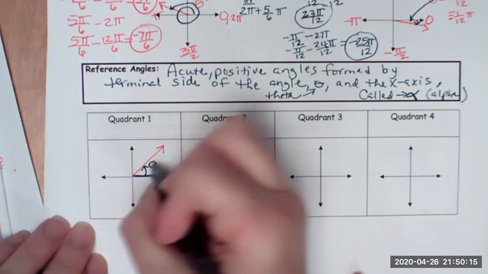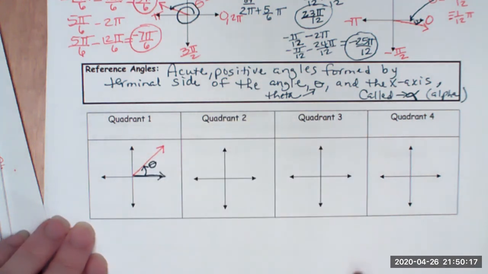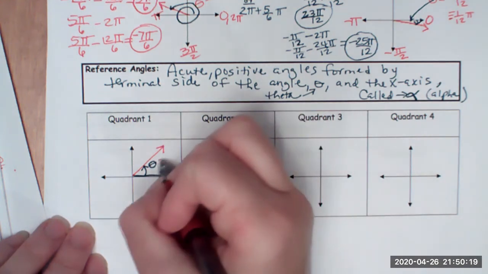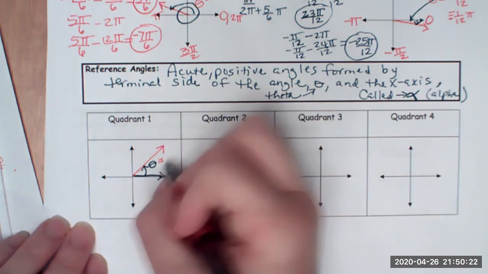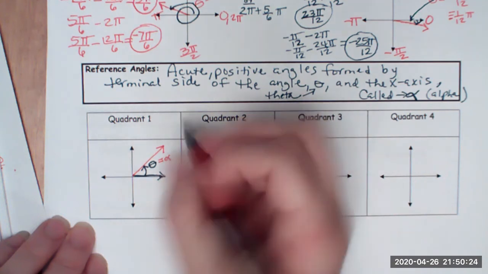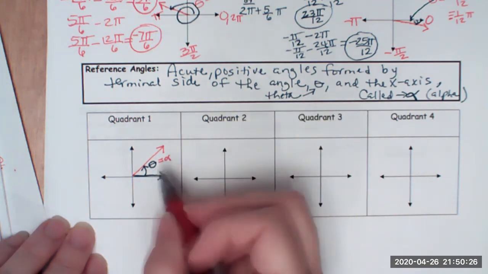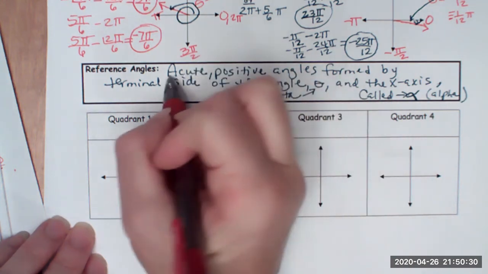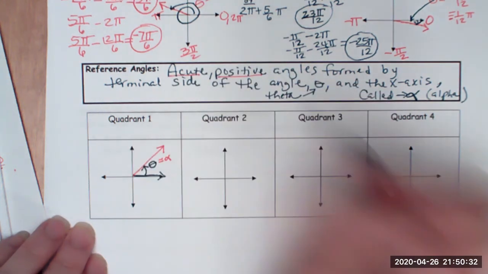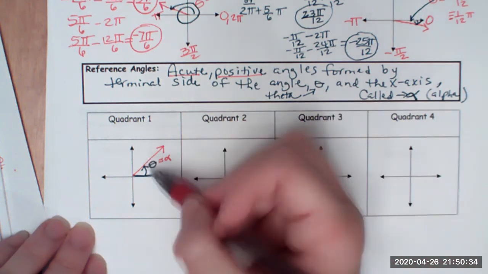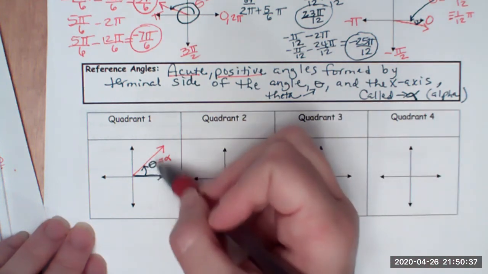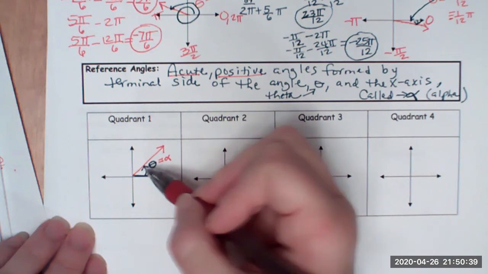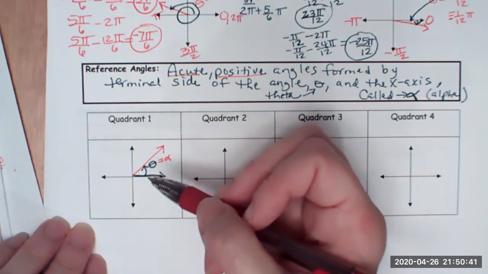here's theta, alpha would be the exact same value as theta, okay? Because you notice reference angles are going to be acute and positive. So obviously this angle here is acute and it's positive. We're rotating in a positive direction, okay?